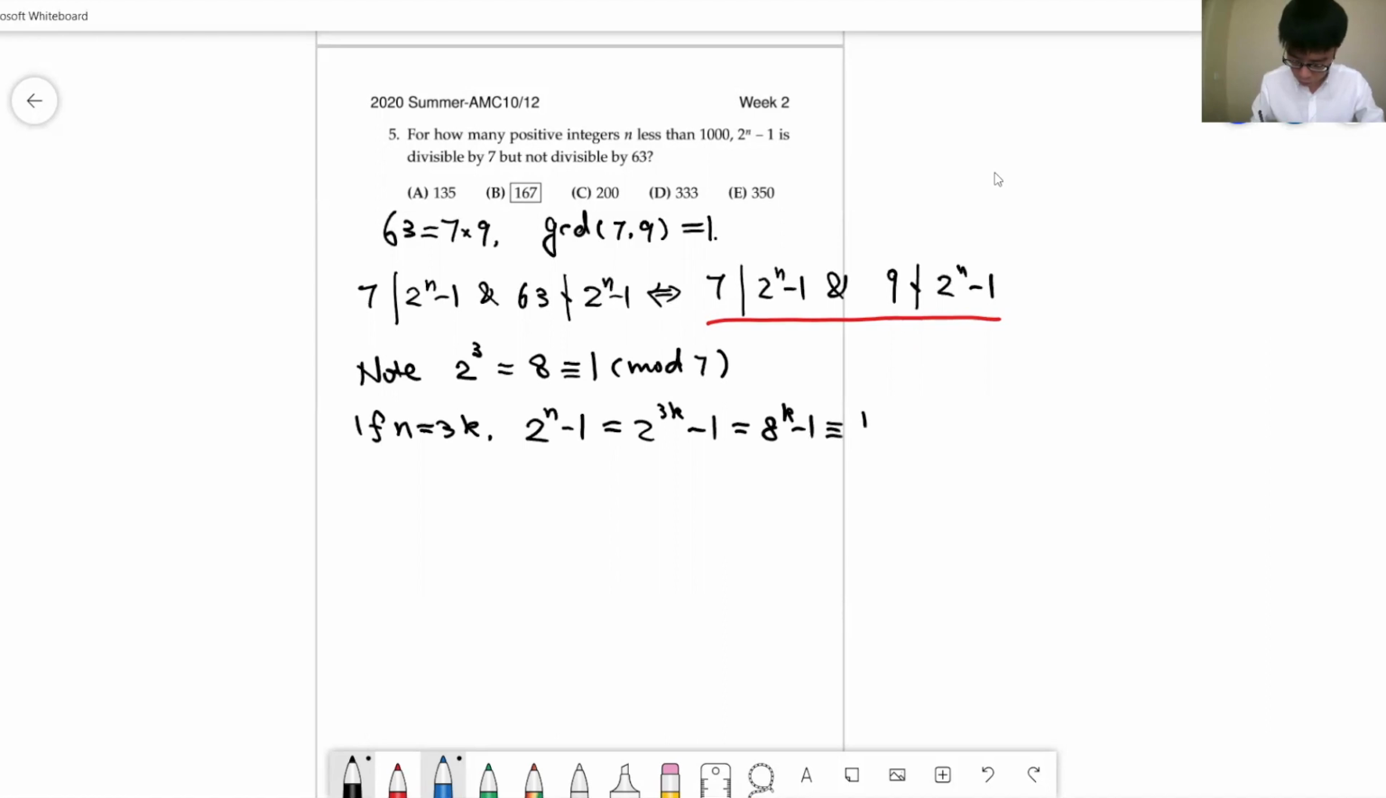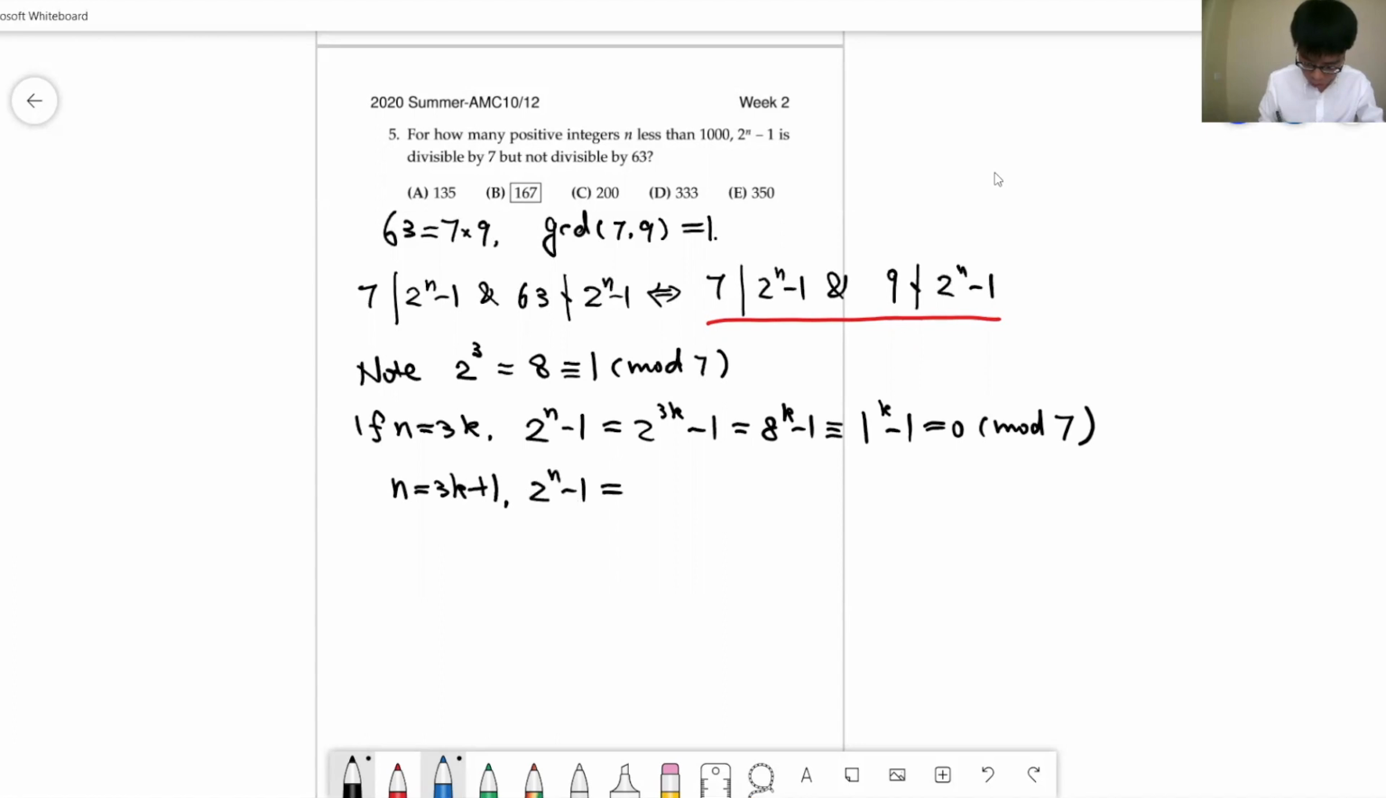This is equivalent to 1^k minus 1, which is 0 mod 7. So if n is a multiple of 3, 2 to the nth power minus 1 is a multiple of 7. Now let's consider if n is 3k plus 1.